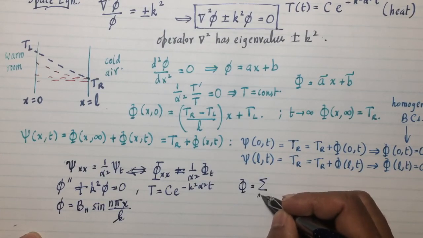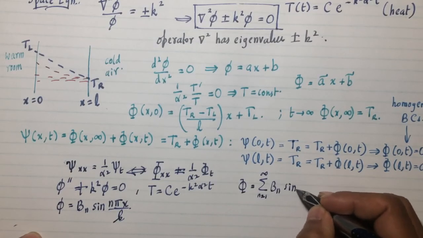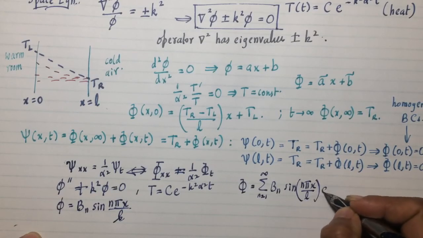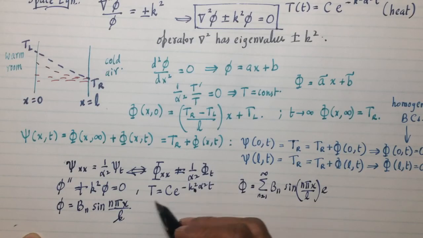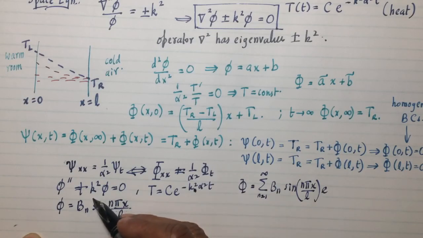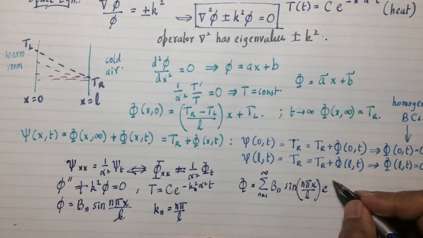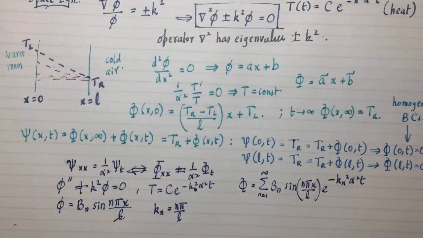And then the full solution, capital Phi, is just the sum from n equals 1 to infinity of all these bn's sine n pi x over L times e to the, now there you have to put a k sub n, because k is related to n. K sub n is n pi over L. So we have to use that in the exponent: k sub n squared alpha squared times t. So that's the full solution.